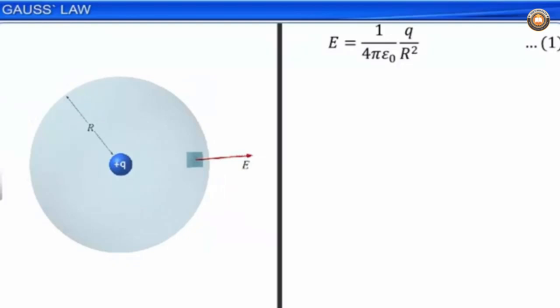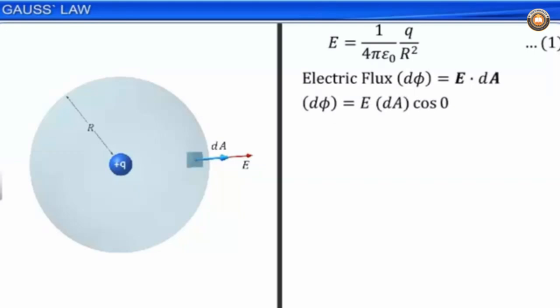Therefore, we see that at each surface point, the electric field strength E is parallel to the area vector dA, which represents the area of an infinitesimally small element on the surface. Since E is parallel to vector dA, the electric flux d phi passing through this local element is equal to E dot dA is equal to E dA cos 0, and as cos 0 is equal to 1, d phi is equal to E dA. Let this be equation 2.